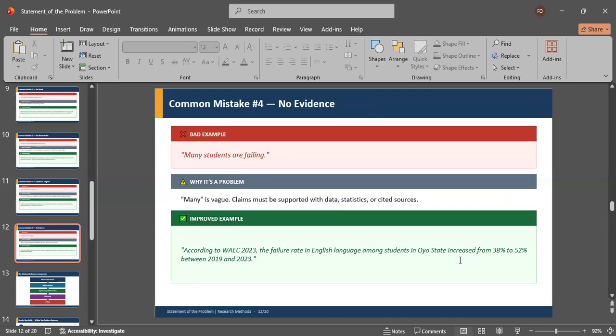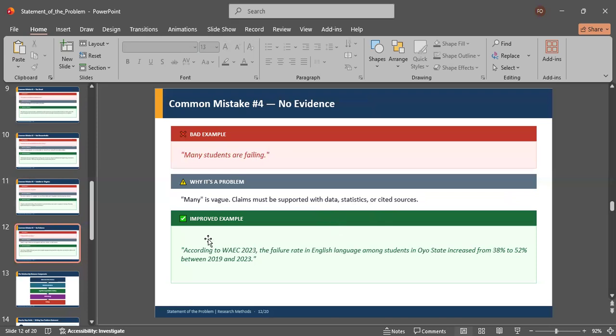So why many is vague, claims must be supported with data, statistics, or cited sources. You should cite what actually justifies the problem. Like I said, your statement of problem is justifying the problem.